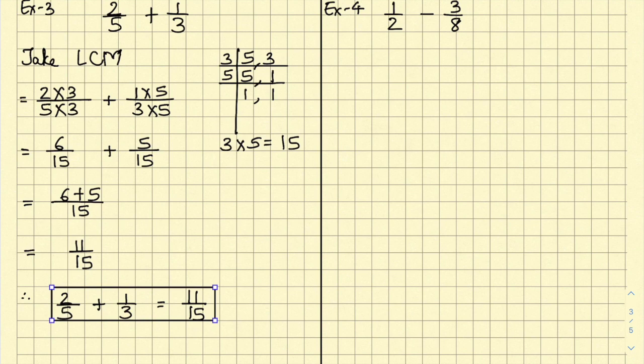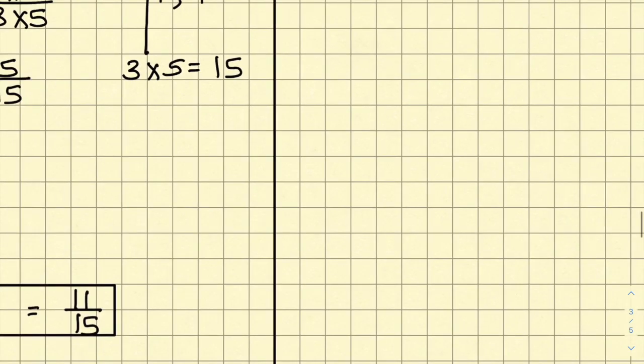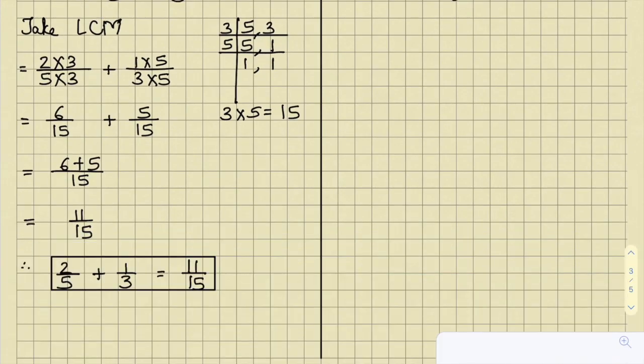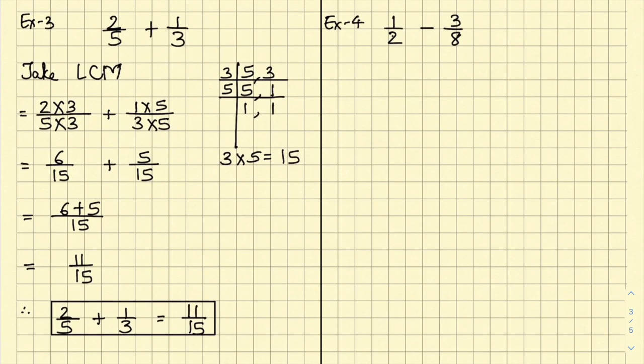Now we move on to the next example, that is 1 over 2 minus 3 over 8. So here, when we are solving 1 over 2 minus 3 over 8, the denominators 2 and 8 are different. So we have to take the LCM to make the denominators the same. So let's take the LCM of 2 and 8.